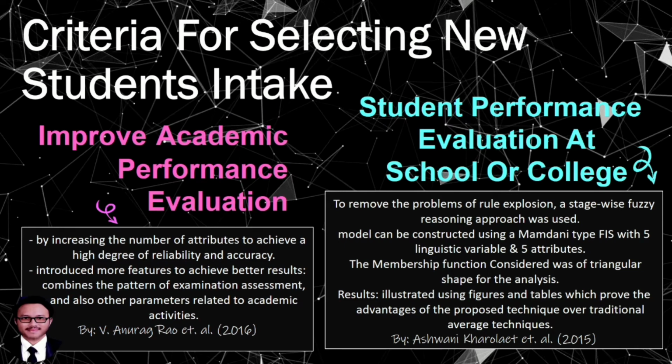Four criteria for selecting new student intake. The first aspect is to improve academic performance evaluation by increasing the number of attributes to achieve a high degree of reliability and accuracy, introducing more features to achieve better results, by Anurag Rao. For student performance evaluation at school or college, to remove the problem of rule explosion, a stage-wise fuzzy reasoning approach was used. The model can be constructed using a Mamdani type FIS with 5 linguistic variables and 5 attributes, by Ashwani Kharaloid.